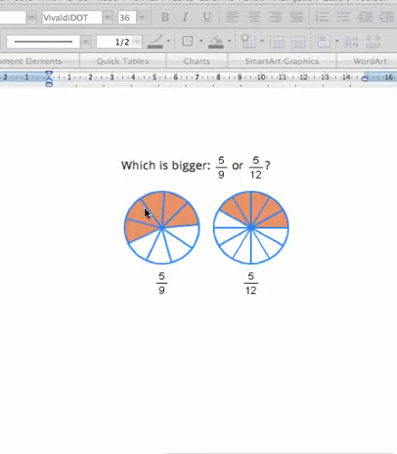We've passed halfway with this one here. And we know half of 9 is 4.5, so we've passed halfway. Half of 12 is 6, and we know 5 is less. So as an estimation, a good way to estimate is, have you passed halfway or not? That can help you figure out which one's larger than the other.